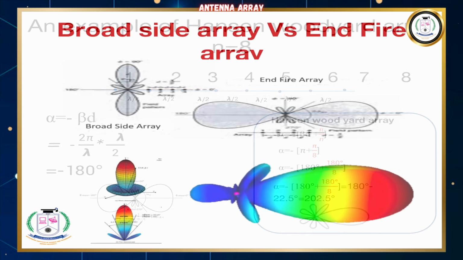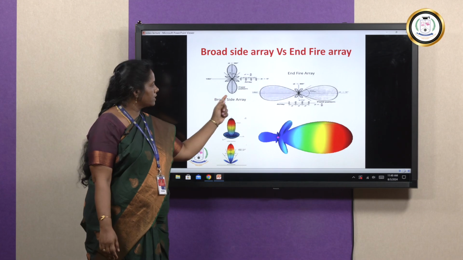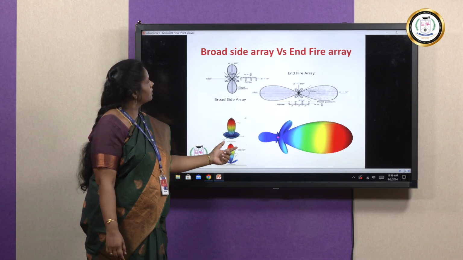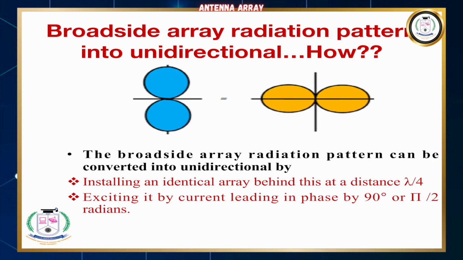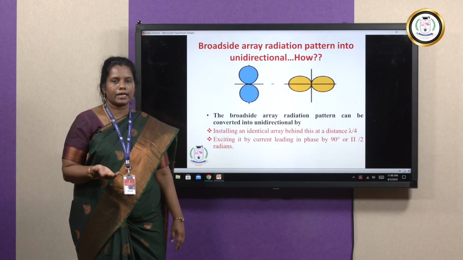So this is the radiation pattern of the broadside array and end fire array. This is the 2D structure and this is the 3D structure. Now the broadside array outcome is a bidirectional pattern. A bidirectional pattern can be converted to a unidirectional pattern.